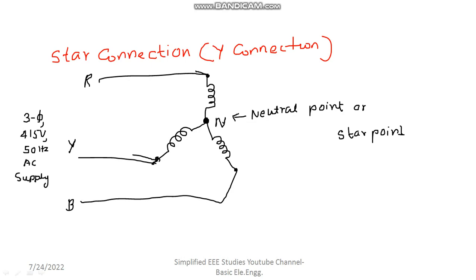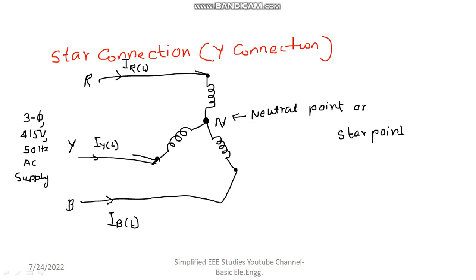If I provide the three-phase supply, then definitely line current starts flowing. So how about the line current? This is your line current, IR. I will write it as IR line. Likewise, IY line. Similarly, IB line. Okay, this is regarding the line current.